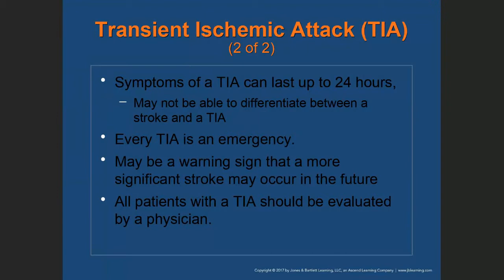Pay attention to the information that you are given, because you may be called because the patient was not talking properly or wasn't able to move a limb, and when you arrive, they are able to communicate and move that limb. It could very well be a TIA. They still need to go to the hospital to be examined. Every TIA is an emergency, and may be a warning sign that a more significant stroke may occur in the future. All patients with TIA should be evaluated by a physician.